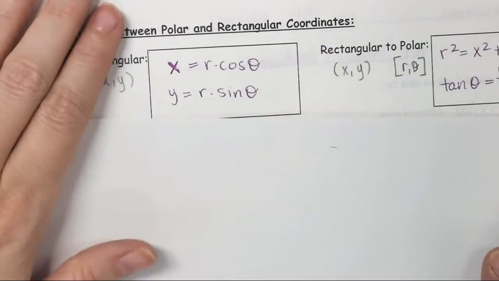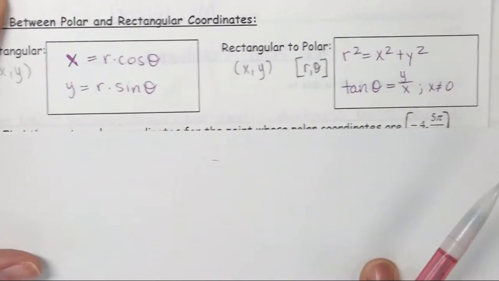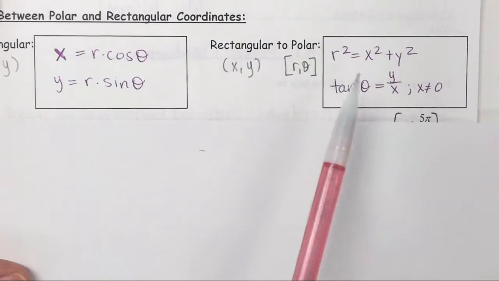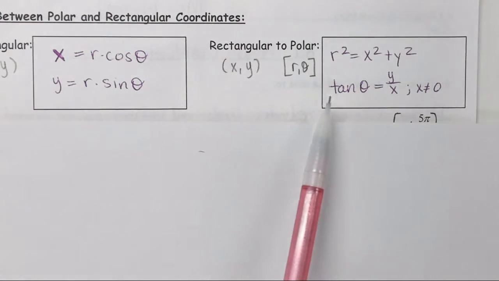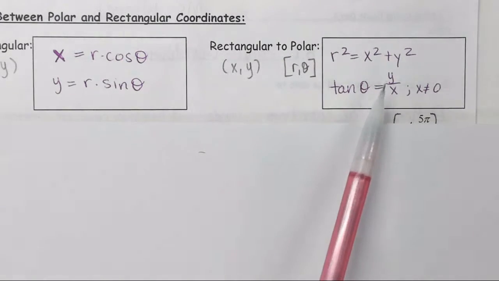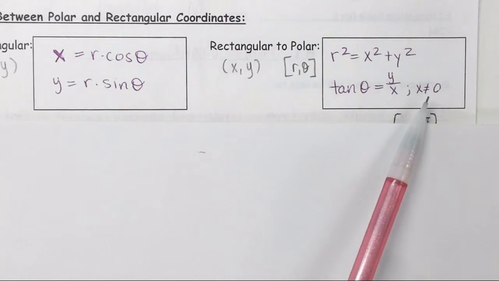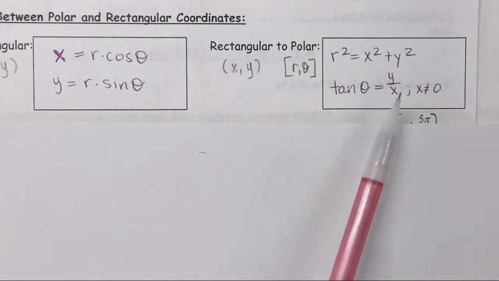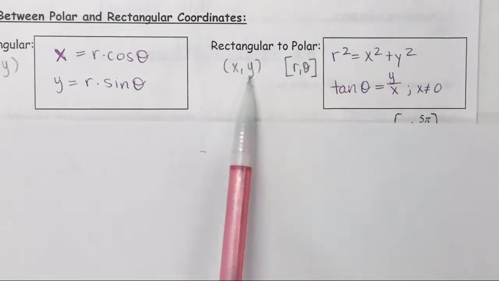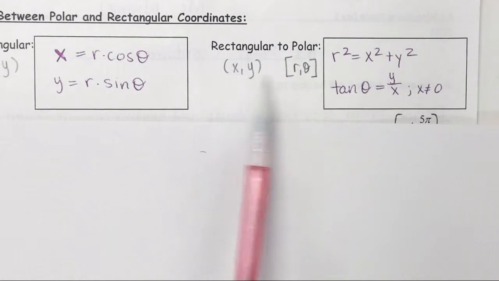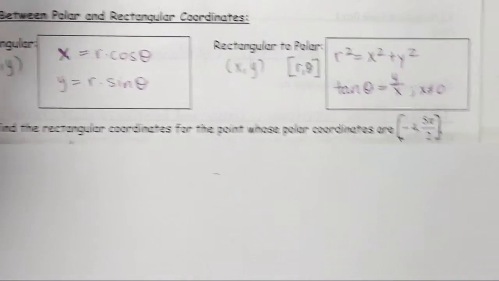And then we can also convert from rectangular to polar. So r squared equals x squared plus y squared is going to be helpful, and the fact that tangent of theta is y over x, where x can't be 0, because if x was 0, this would be what? Undefined. Okay, and again, this is your xy to your r theta.